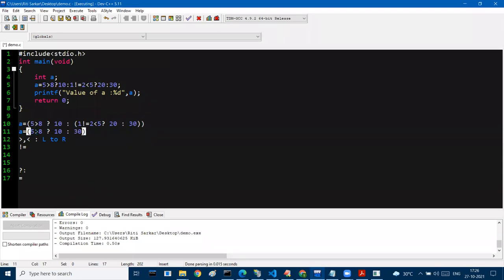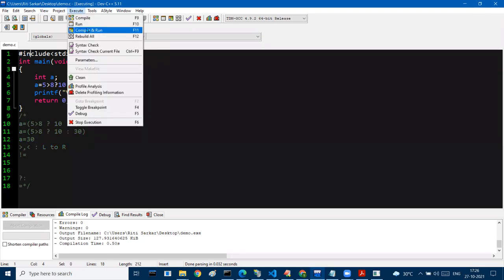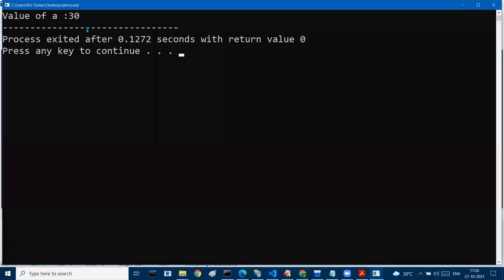And already we said, is 5 greater than 8? No. Which part will come into the picture? This part. So what is this value? 30. So what value will be given to A? The value that will be given to A is 30. Now have a look here. Execute, compile and run. The value of A is 30.